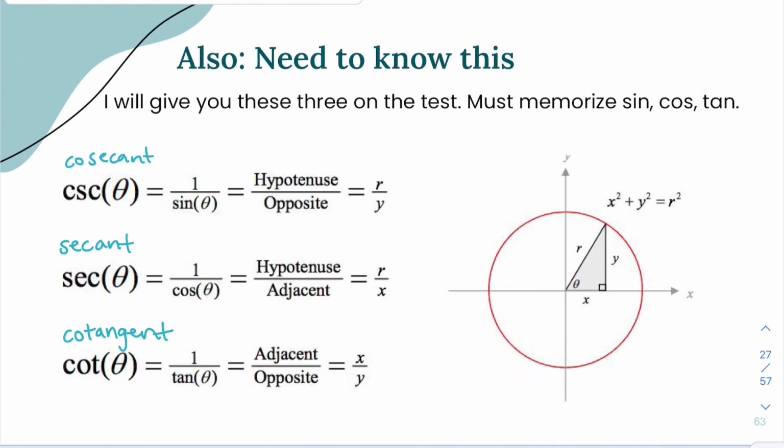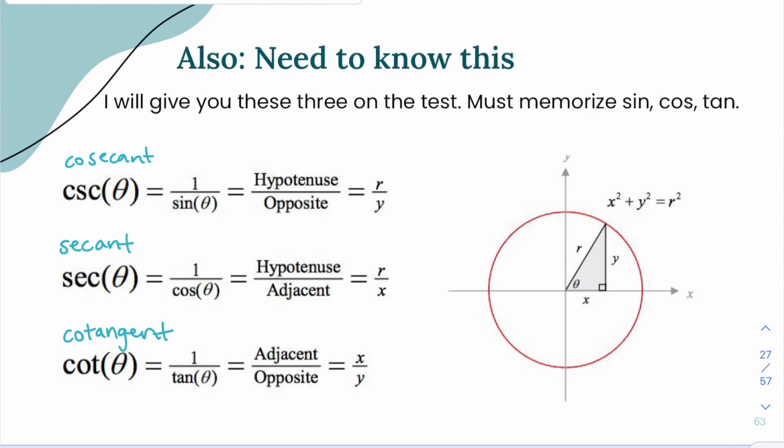Okay, now on here it says, I will give you these 3 on the test. Obviously, you will be making your own formula sheet so you can decide whether or not you give these to yourself. I would recommend you do, because might as well. But I just kept that on there because in years past, when tests are in person, this is something I provide on the formula sheet, whereas for sine, cosine, and tangent, I do not.